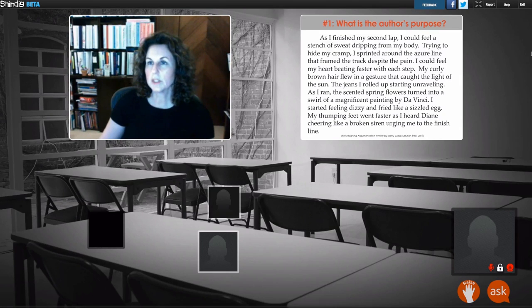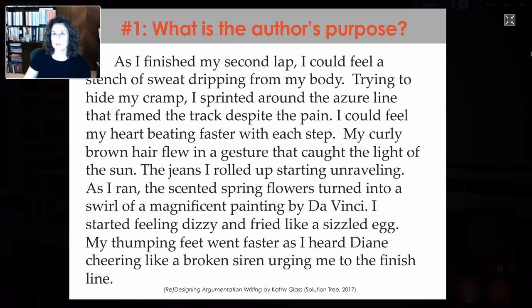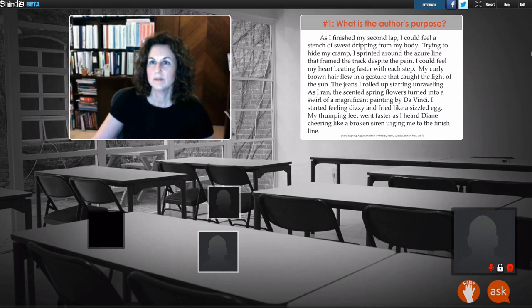So take a look at this first excerpt and type in the chat box what the purpose for this is. So this particular one is meant to describe, and it's filled with imagery and figurative language. So as I said, I pull either a student sample or I pull a sample from a text that the kids have read and they're familiar with. And sometimes it's a new text where it's an excerpt that can stand alone.